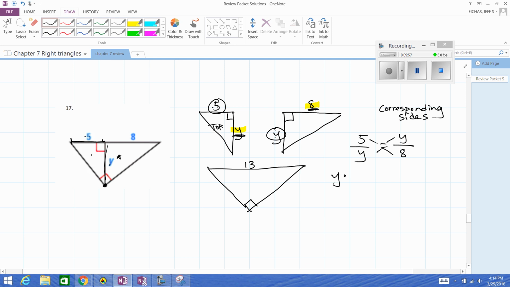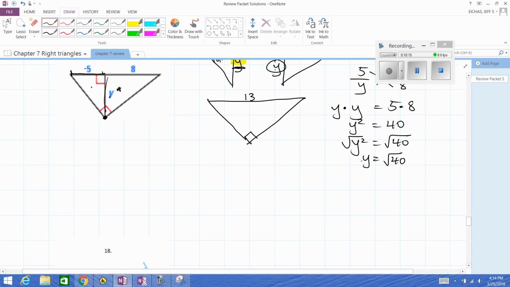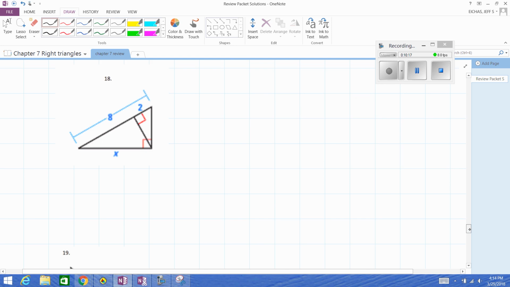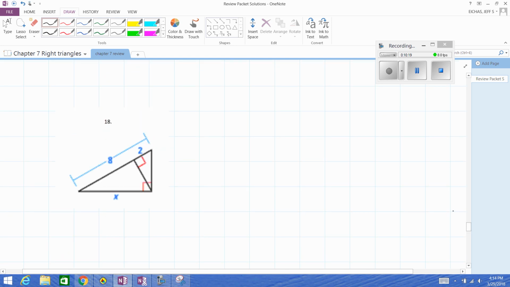So y times y equals 5 times 8, and it doesn't say simplest radical form or round or anything like that. So I'm just going to leave it square root of 40. I'm prepared for them to give me simplest radical form or nearest tenth. But that's the answer. All right, same problem, three right triangles, right angle in the corner.